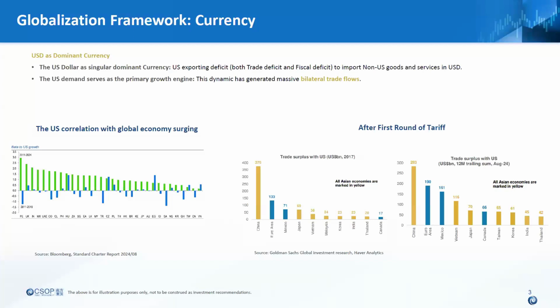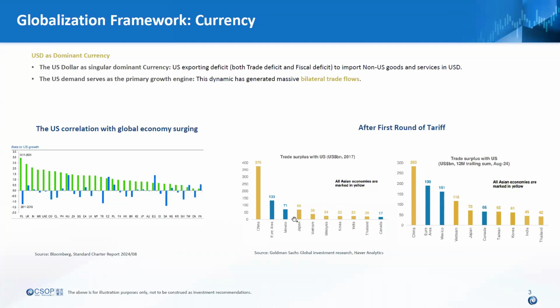To understand the recent market turmoil, first of all, we need to understand that the globalization process in history is actually based on the US dollar, which is acting as a dominant currency. More specifically, the US trade deficit is due to the import of non-US goods and services in terms of the US dollar. As shown on the left-hand side, this explains the US's high correlation with the global economy, which means if the US sees a recession or slowdown, then the global economy may also feel pressure, and vice versa. When the global economy is dragged down by, let's say, a tariff war, the US economy will also be hurt.